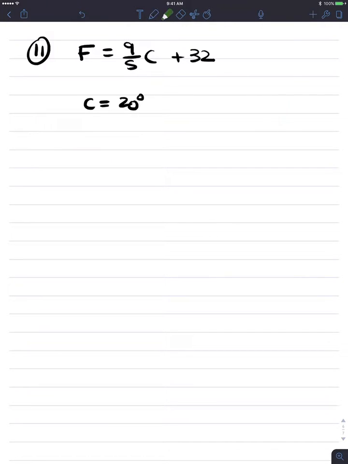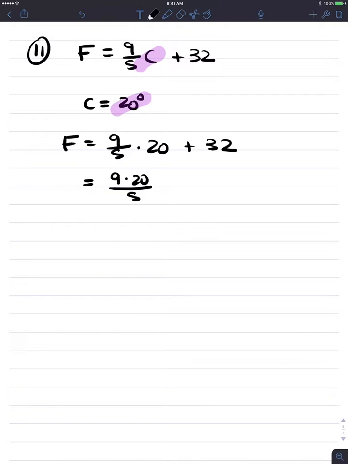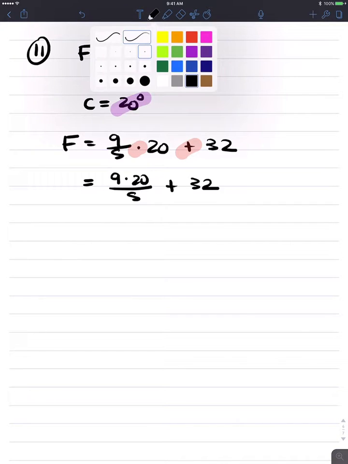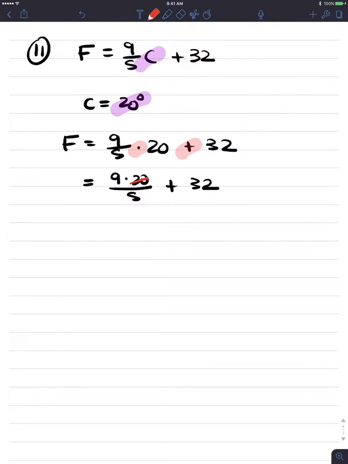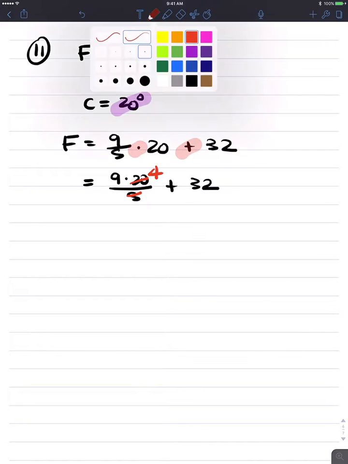So I'm going to replace my Celsius value with 20, so that my Fahrenheit now becomes 9/5 times 20 plus 32. Doing arithmetic here, order of operation, we have 9 times 20 over 5. We're going to multiply first. Here we multiply before we add, plus our 32.